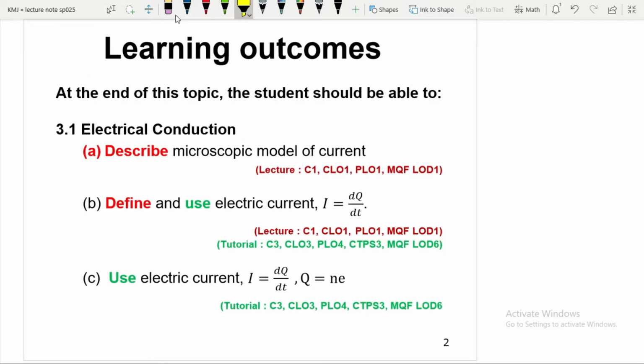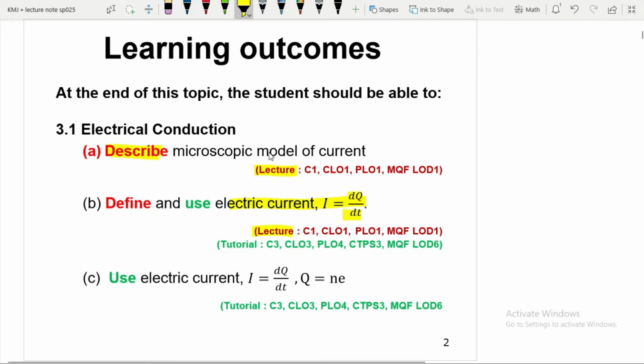Alright. So we're going to start our lecture with topic 3.1, electrical conduction. In this subtopic, we're going to have 2 learning outcomes that we're going to cover in the lecture. So these are the learning outcomes. First we're going to describe the microscopic model of current, and then the second one we're going to define and use electric current, I equals dq over dt. Okay, so moving on to the first topic.